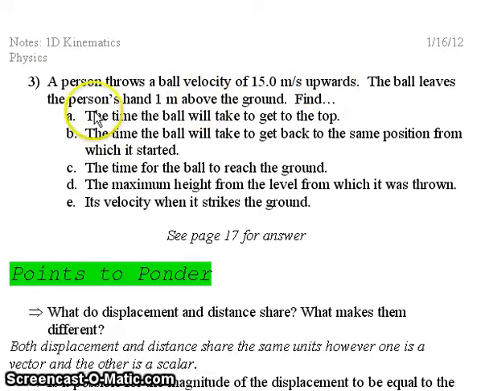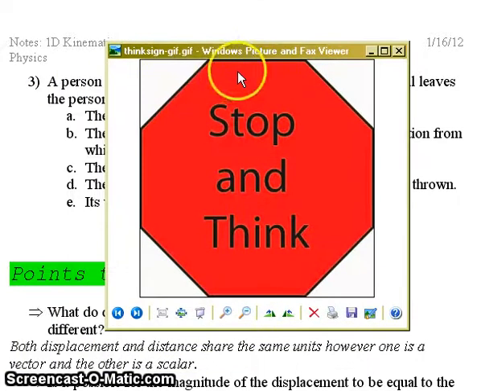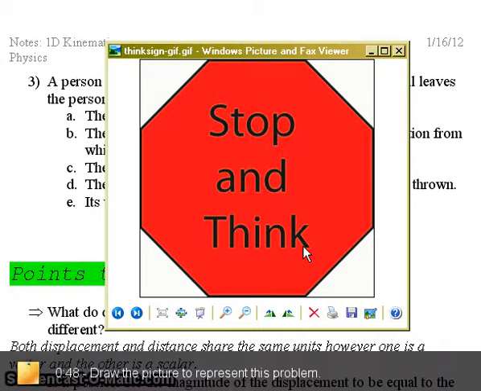We want to find the time the ball will take to get to the top, the time the ball will take to get back down to the same position from which it started, the time for the ball to reach the ground, the maximum height of the ball from the level from which it was thrown, and its velocity when it strikes the ground. So what I'd like you to do here is stop and think about this, draw your picture for how to represent this, and then when you think you have a picture, go ahead and pick up where you left off, and we'll see where to go from here.